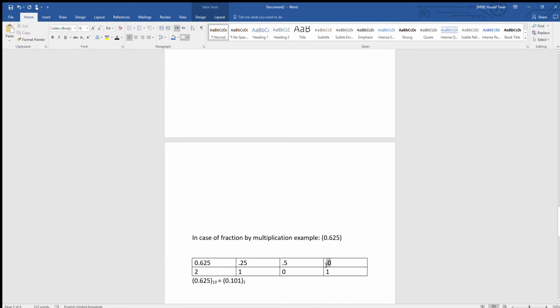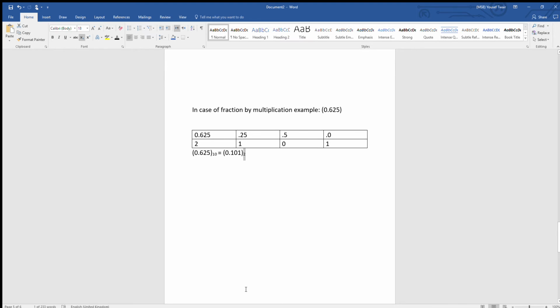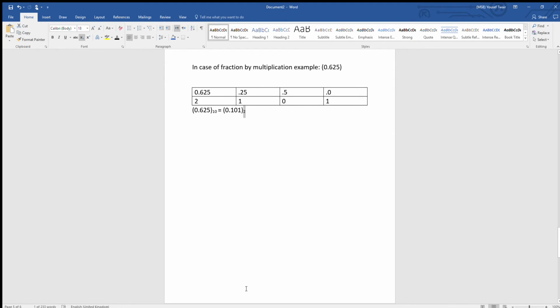I got 0 here. This is the last one. I got 0, I stop. So 0.625 base 10 is equal to 0.101 base 2. Here base 10 and here base 2. Those are equivalent. Now, what if I have a number formed by integers and decimals?